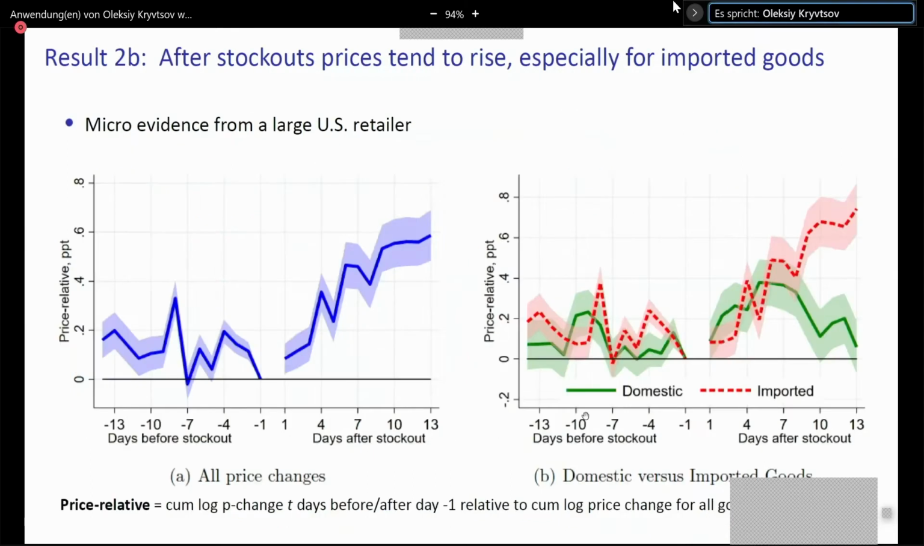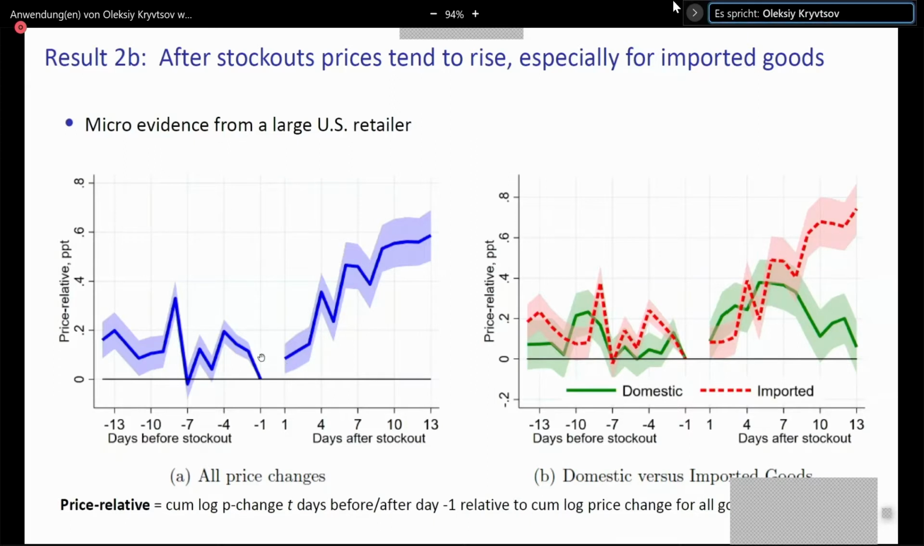In the second part, in a related exercise, unlike the previous exercise that distinguished sectors by import intensity, we looked at product-level evidence for one large US retailer, which is in the top 10 by revenue in the US. We asked, if we observe a stockout at the product level, what happens to the prices of such products relative to all prices?